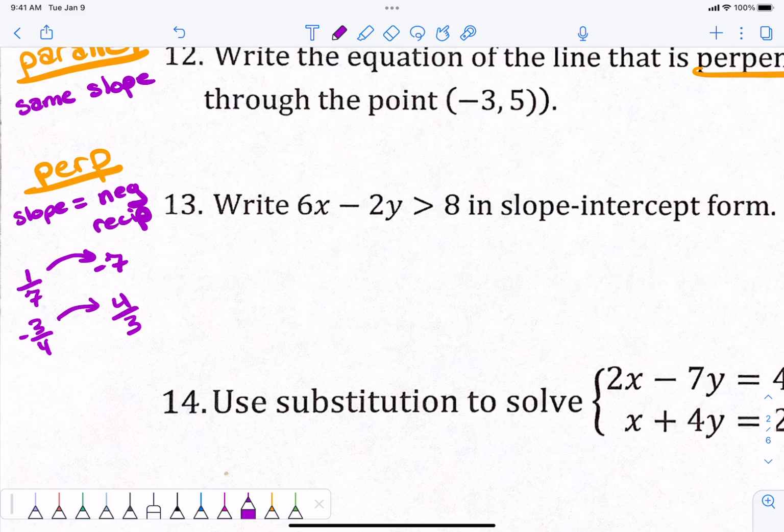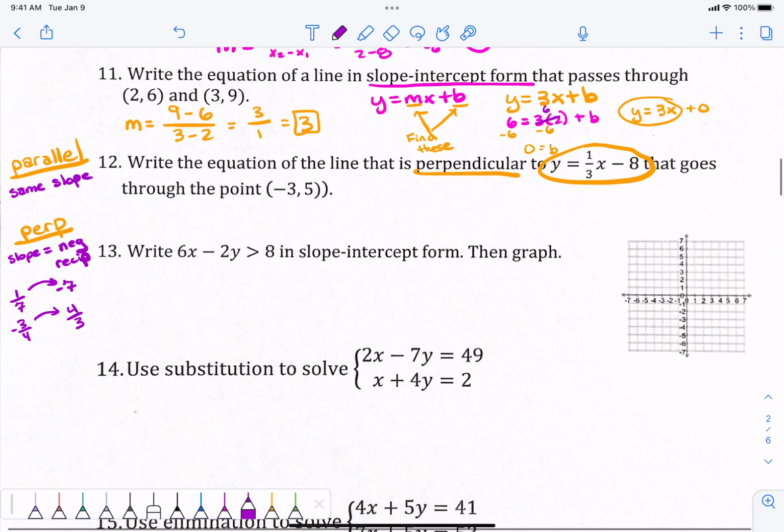Let's go back up to the problem. Write the equation of the line that is perpendicular to this line. I need to know what my slope is. The original slope of that equation is 1/3. My new slope, my new m, needs to be the negative reciprocal, which is -3. My new slope is -3. Happy with that? Then we plug in.